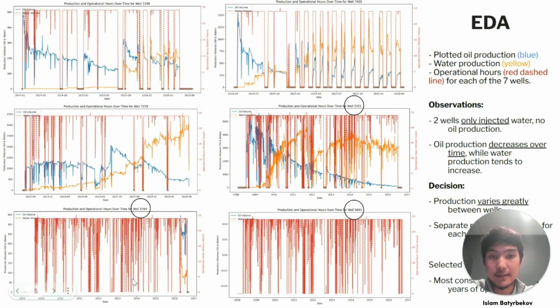From these plots, I see that 2 wells at the bottom didn't produce any oil, which suggests that they were only used for injecting water. The remaining 4 wells show varying production volumes. I chose well number 5351 for further analysis.